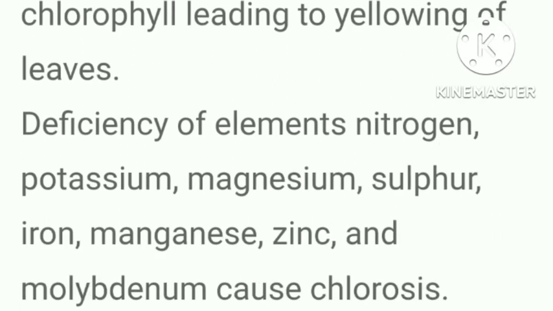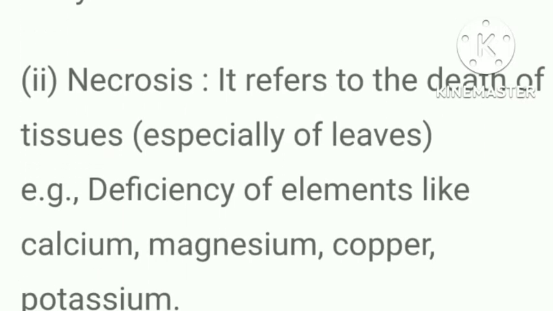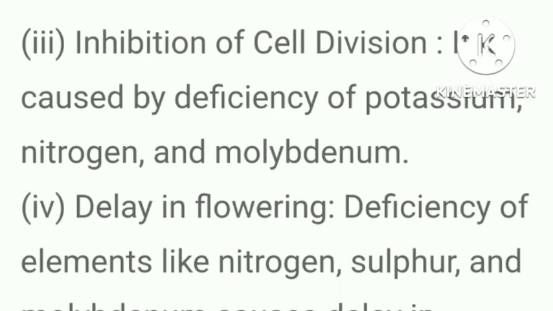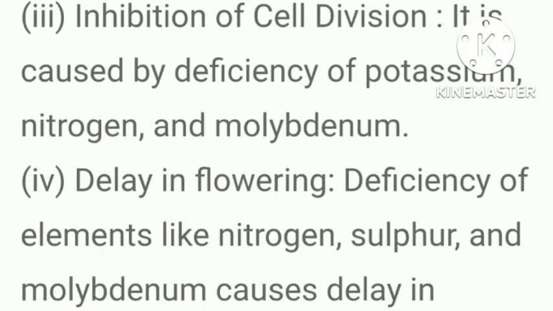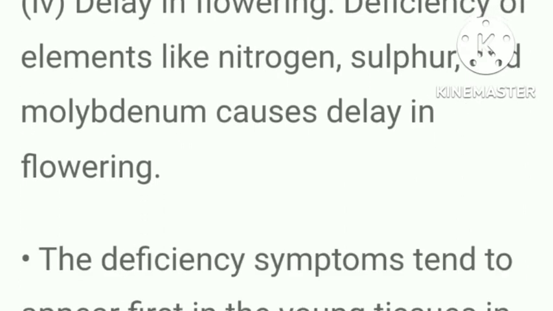Deficiency of elements nitrogen, potassium, magnesium, sulfur, iron, manganese, zinc and molybdenum causes chlorosis. Necrosis refers to the death of tissue, especially of leaves. Example, deficiency of elements like calcium, magnesium, copper, potassium. Inhibition of cell division is caused by deficiency of potassium, nitrogen and molybdenum. Delay in flowering: deficiency of elements like nitrogen, sulfur and molybdenum causes delay in flowering.